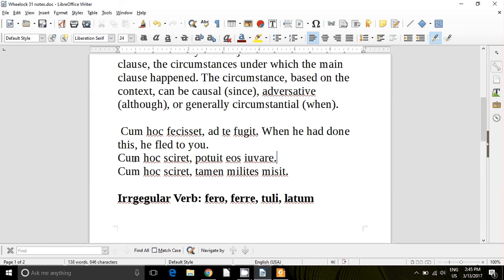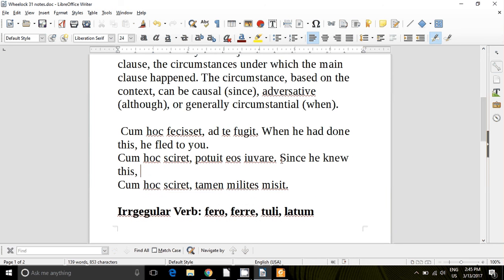And so here's another example. Cum hoc sciret, paruit eos iuvare. So sciret is imperfect subjunctive. It's the present infinitive plus a personal ending. So although he knew this, he was able to help them. Oh, so maybe it's because, since he knew this, he was able, paruit, to help, iuvare, them, eos. So here's an example of when it can mean since, when it's causal. Since he knew this, he was able to help them.